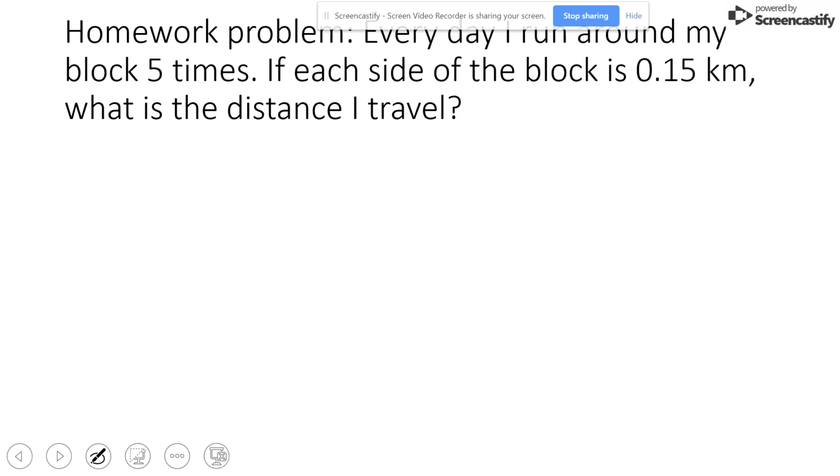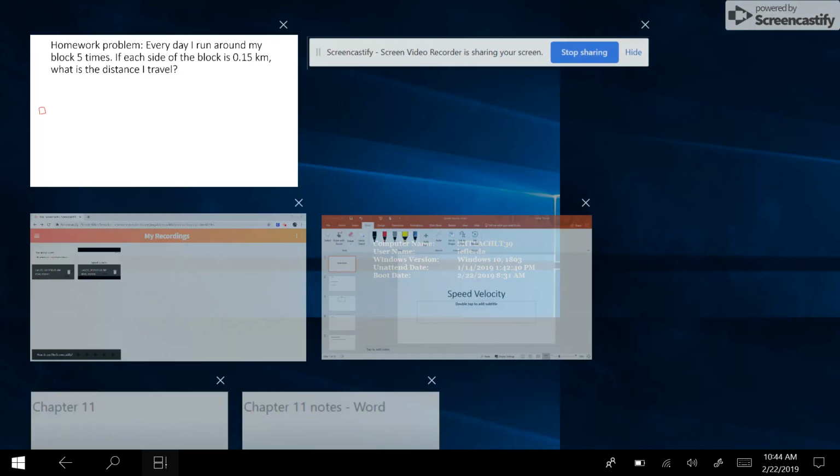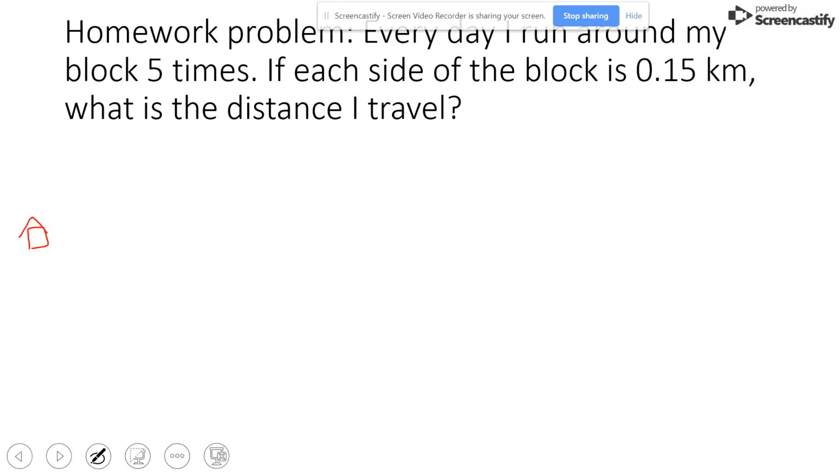For the homework problems, the first thing I'm going to do is set them up and calculate the distance and displacement with you. And then I'm going to leave the speed and velocity for you guys to work on. So to start off with, you always need to draw your picture. So we've got our house here. We go around the block every day 5 times. If each side of our block is 0.15, I want to know what my total distance that I've traveled.